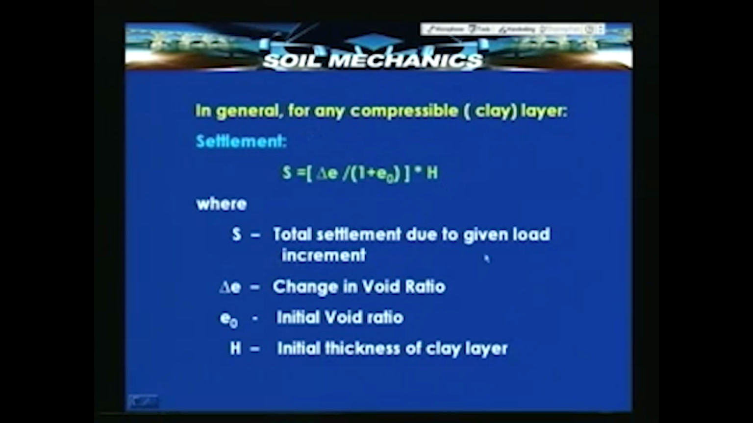So, S is the total settlement due to any given load increment, delta E is the change in void ratio, E 0 is the initial void ratio, and capital H is the initial thickness of the clay layer. This is how we compute the settlement in terms of the void ratios.